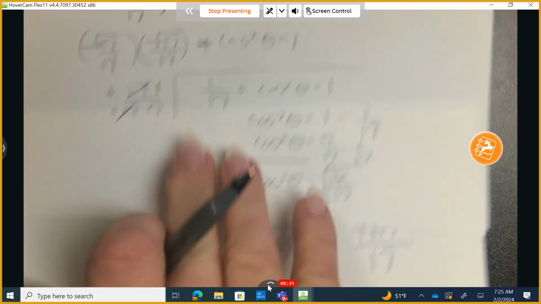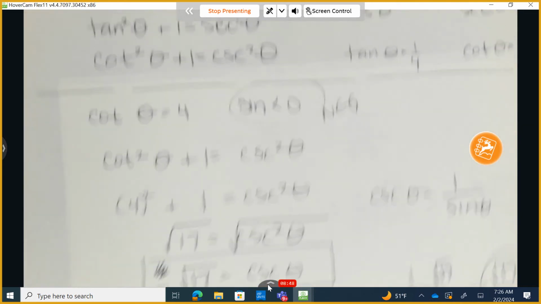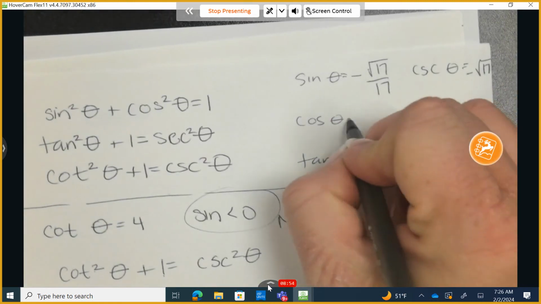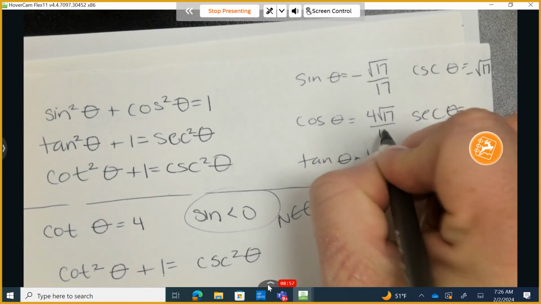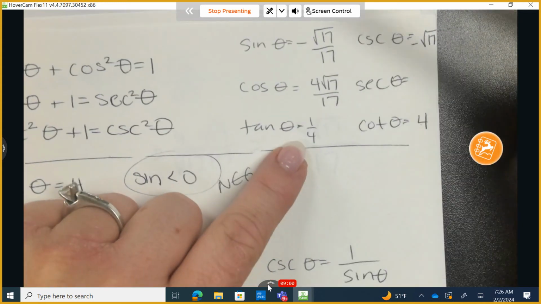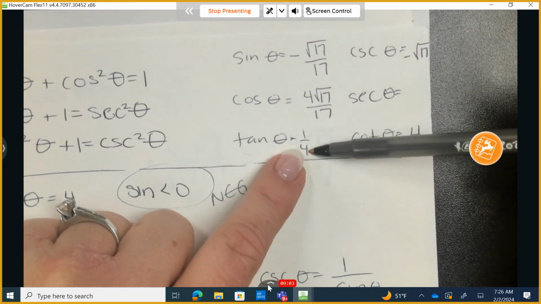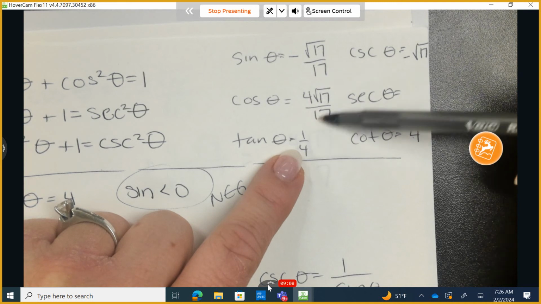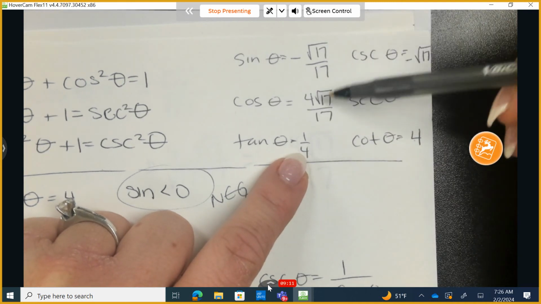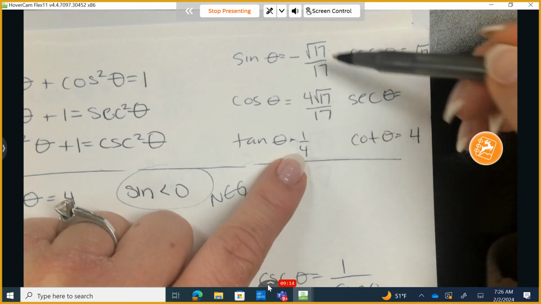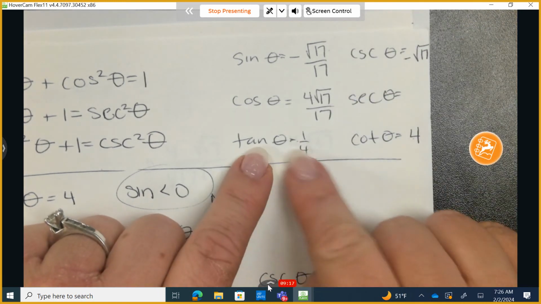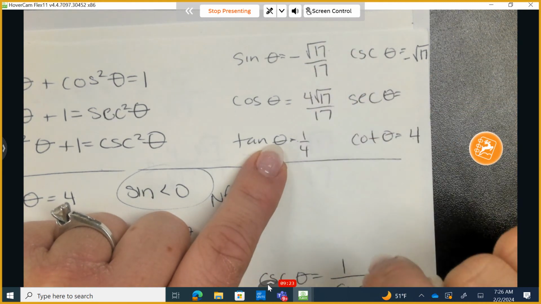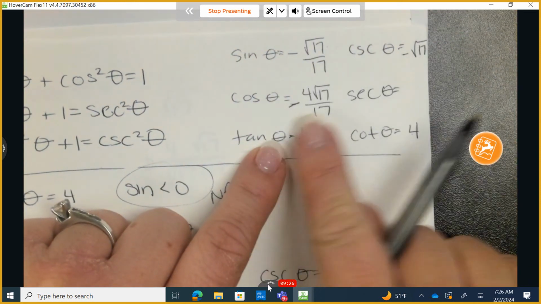Let's go back to this original problem. So I know that this is my answer. It's 4 radical 17 over 17. So I'm going to put that right here. 4 radical 17 over 17. And now let's evaluate this. You ready? If tangent is positive and sine is negative, would cosine have to be positive or negative? Remember, tangent is sine divided by cosine. So if I have to end up with a positive here, and I have a negative for the sine, does that make cosine positive or negative? Negative. Okay, now I need to take the reciprocal of this.